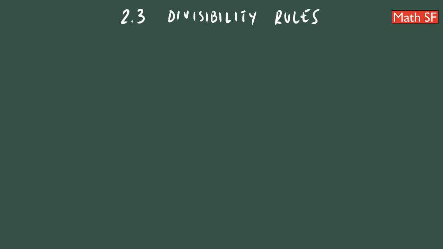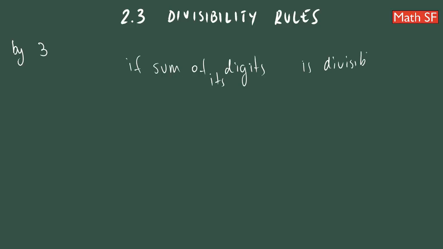Let's look at another divisibility rule. When a number is divisible by 3, a number will be divisible by 3 if the sum of its digits is divisible by 3, meaning that you will find it in your times table.